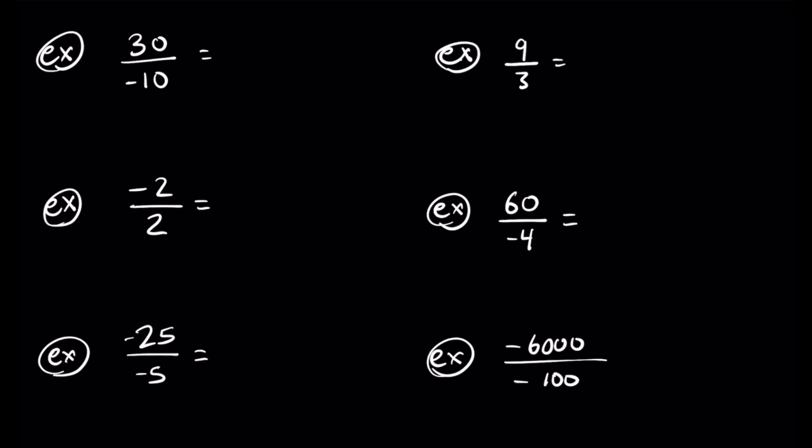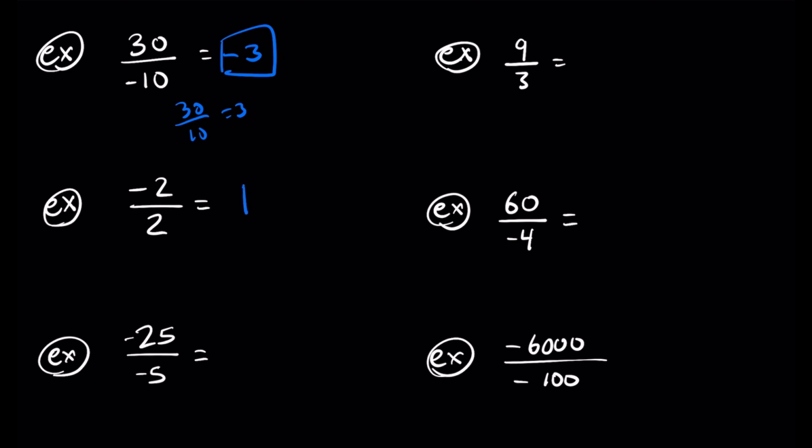All right, we got some practice with dividing integers, and really the hardest part is the division part. So if you're not familiar with your division facts, this is going to be challenging, so go back and practice that and then come back. But here we got 30 over negative 10, or 30 divided by negative 10. So I know my answer is going to be negative, and 30 over 10 is just 3, so my answer is negative 3. Down here, negative 2 over 2.